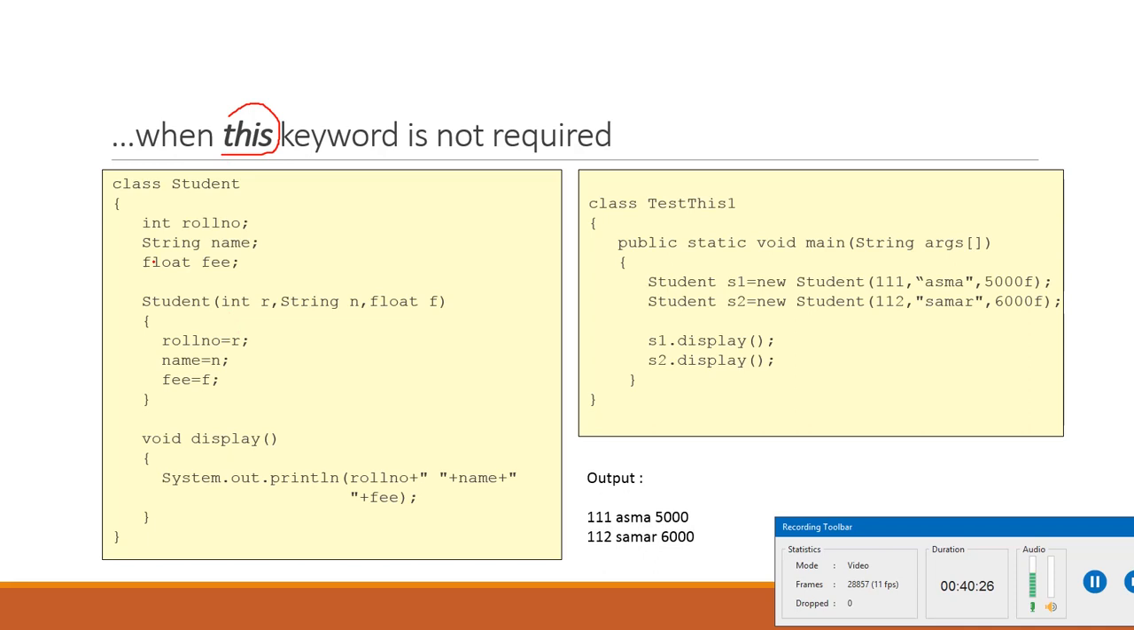Now when is this keyword not required, when you don't need this keyword? So for example, in this case I have three variables, roll number, name and fee, which are class variables, and in the constructor I have three variables which are r, n and f. Integer r, roll number equals r, so that means this r will be equated to roll number, n for name, f for fee. Here I don't need this keyword because the local variables have different names than the instance variables or the class variables. So when your local variables have a different name from the instance or the class variables, you don't need this keyword.